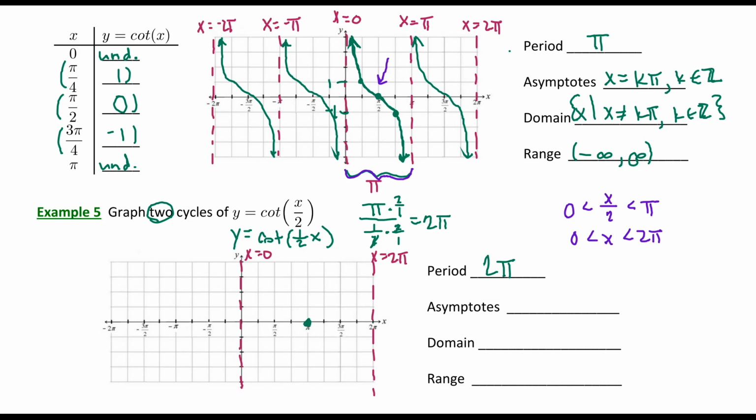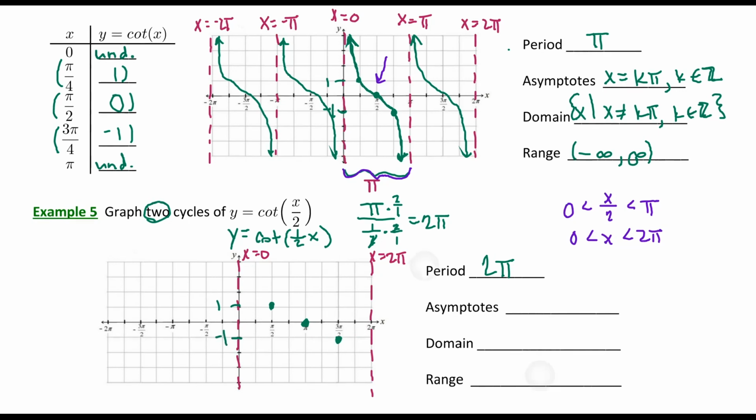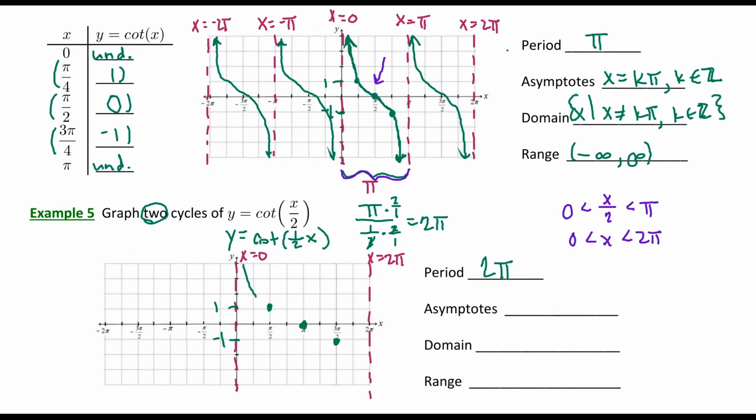Then, halfway between the midpoint and the first asymptote, the value of cotangent is 1, and halfway between that x-intercept and the last asymptote, the value of cotangent is -1. As cotangent decreases, it's going to snake its way right through the x-axis. Observe that the change in this period causes a horizontal expansion of the graph of cotangent.